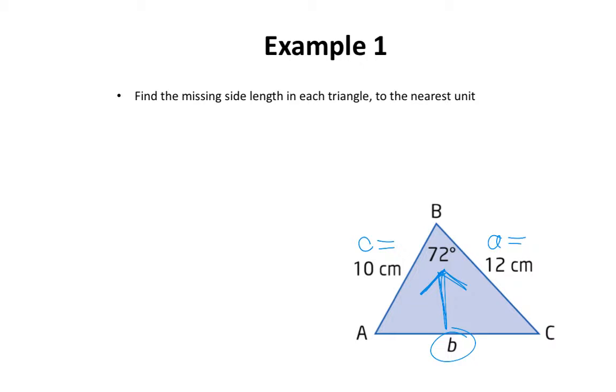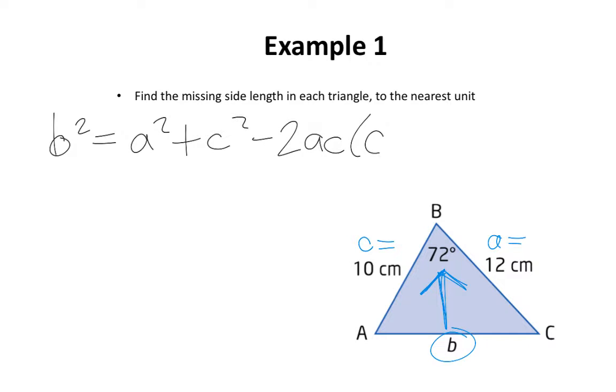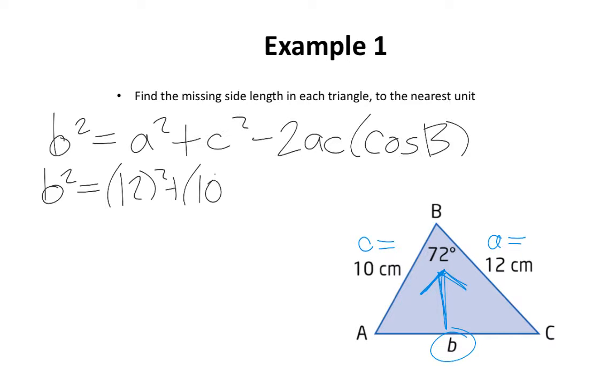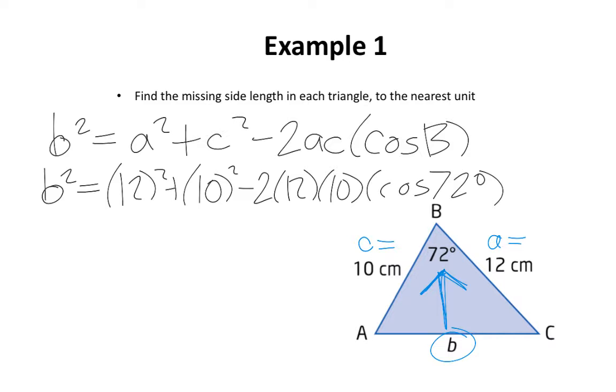The next thing you want to do once you've annotated your diagram is to rewrite the cosine law using the specific side lengths and angles which are given in your question. So I'm looking for side length B, so it'd be B squared equals A squared plus C squared minus 2AC cos of angle B. At this point, we want to substitute in our known values. A is 12, that goes in brackets. C is 10, that goes in brackets. I'm going to put 12 and 10 in brackets over here as well. And I know angle B is 72 degrees.